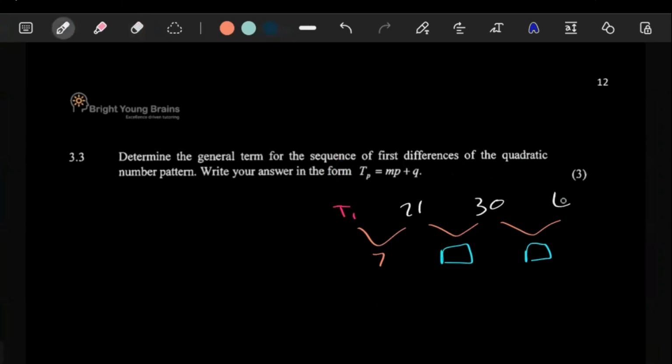All things considered, we can now get the sequence of first differences. So the sequence of first differences, we can see here 30 minus 21 is 9. 41 minus 30, that's 11.